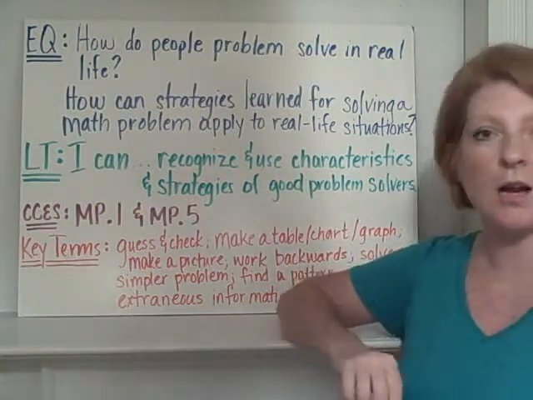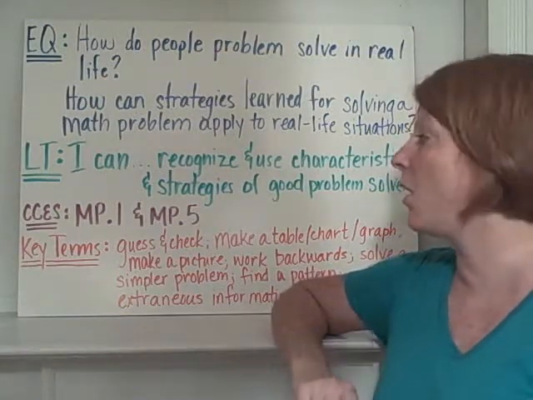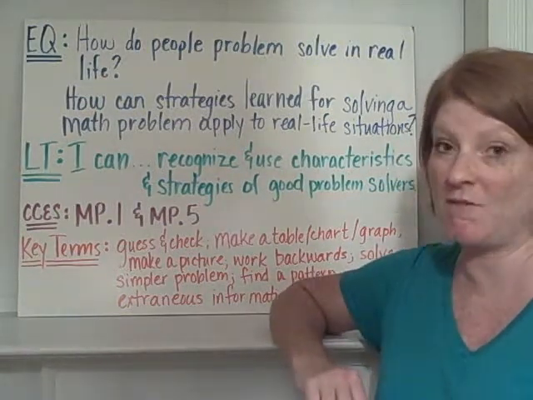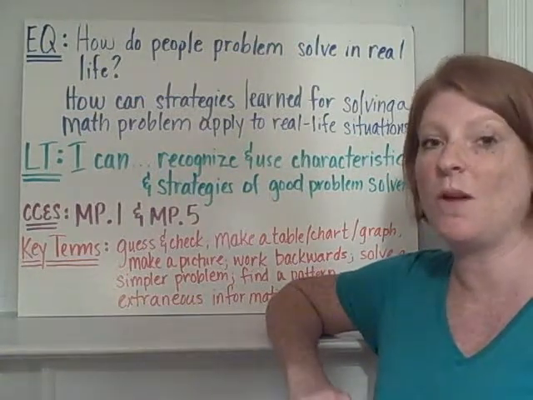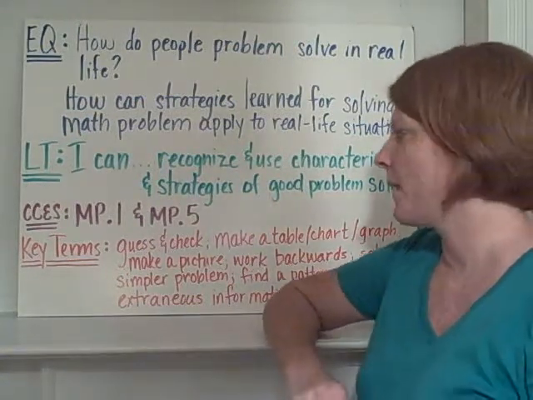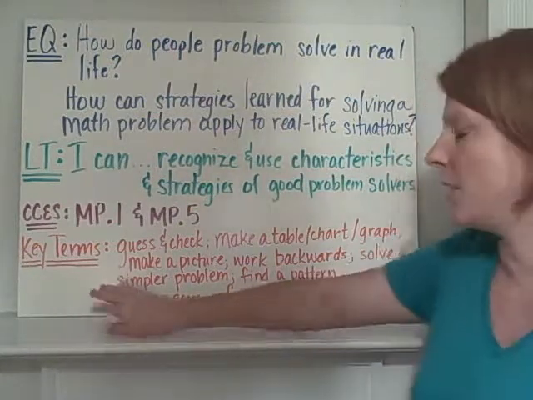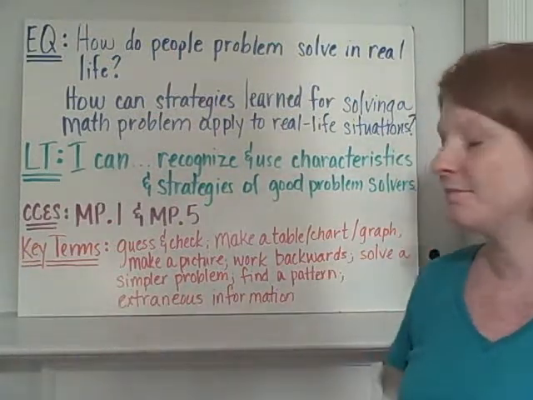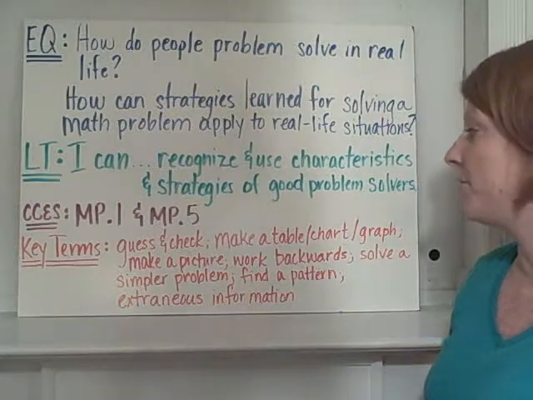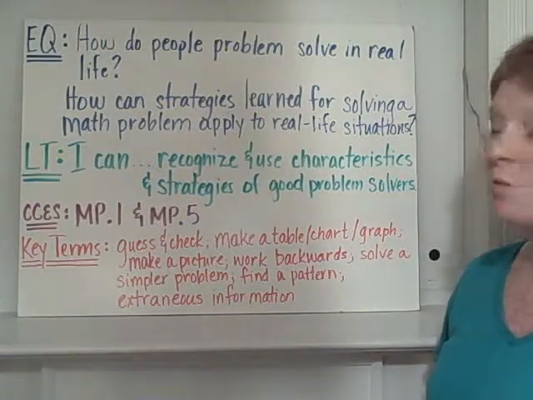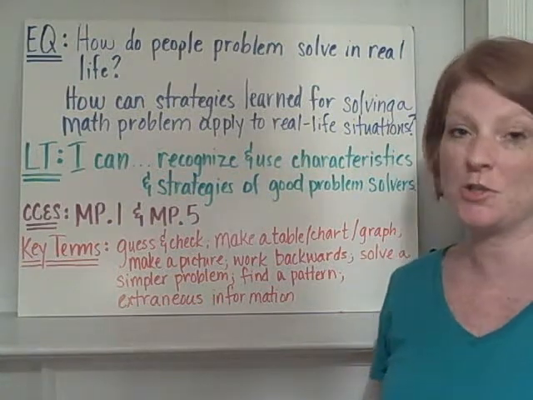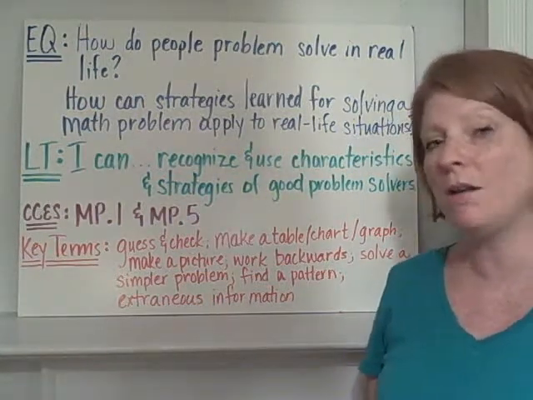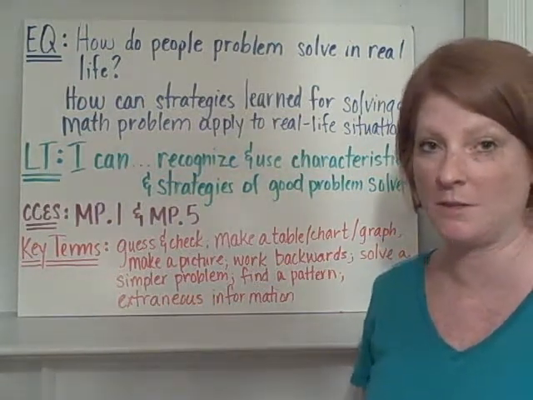solvers. Our Common Core Essential Standards are MP1 and MP5, and you can refer to your handout as to what those actually represent. The key terms for this particular lesson: guess and check, make a table, chart, graph, make a picture, work backwards, solve a simpler problem, find a pattern, and look for extraneous information. All of these are problem-solving strategies.